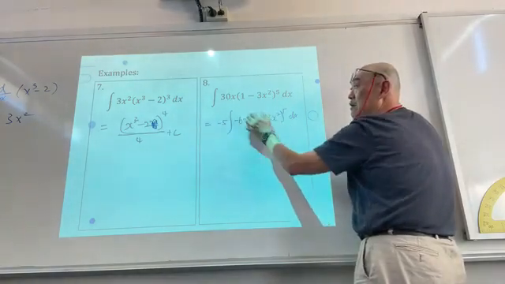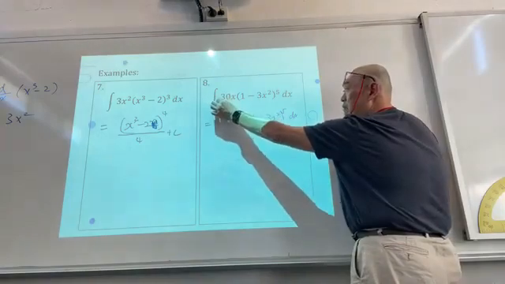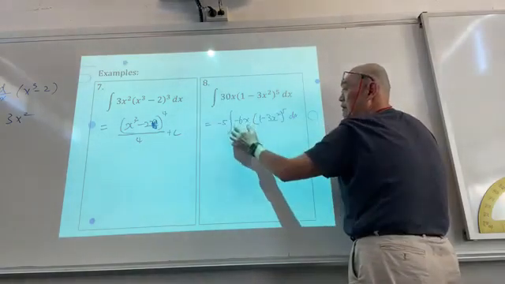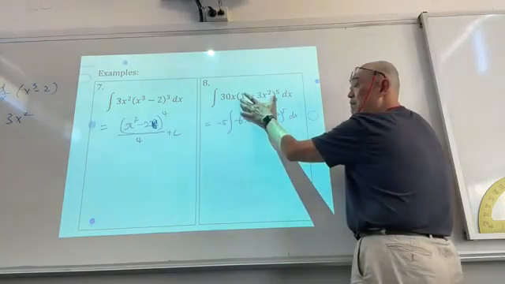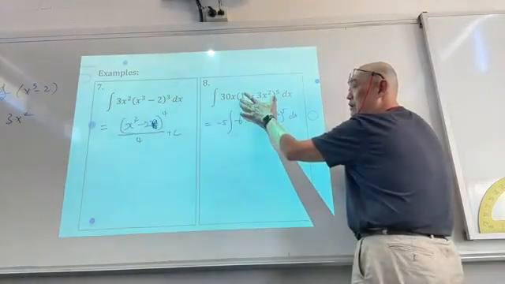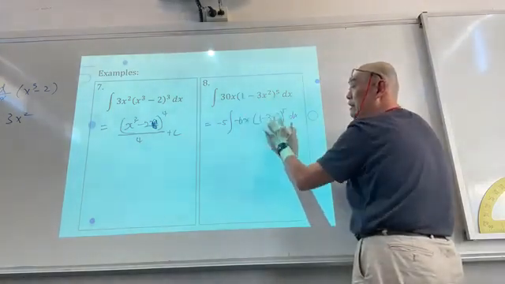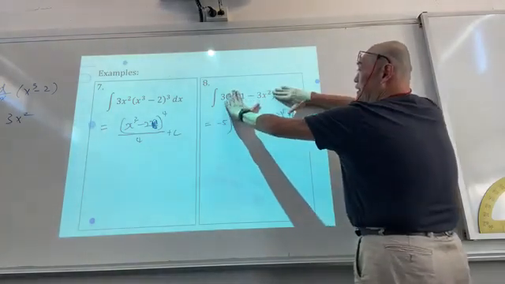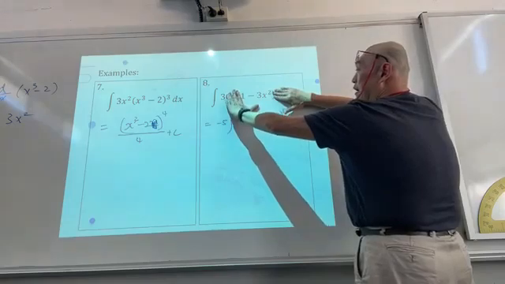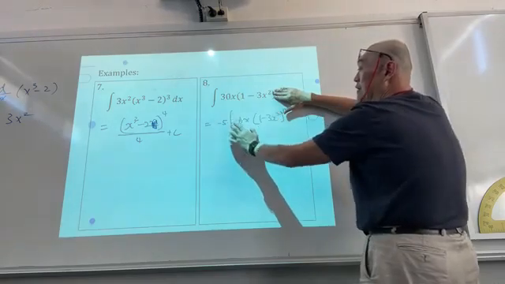Right? So make sure that you are able to manipulate what is outside to fit the differentiation of this one. So differentiating that, you get minus 6x. Differentiate the inside, 1 minus 3x squared, you get minus 6x, which is here.